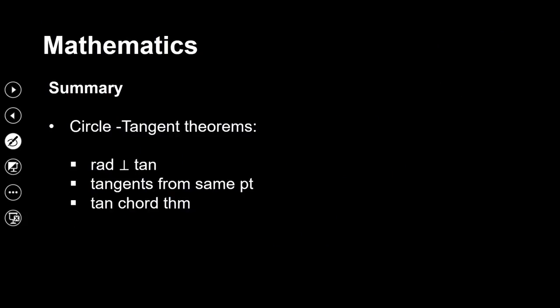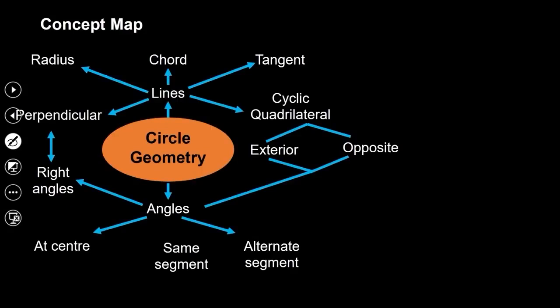Now our summary is we've looked at the radius is perpendicular to a tangent. That's one of the theorems that we know. We've also looked at tangents from the same external point. Then lastly, we looked at the concept of tan chord theorem, which you saw I just applied now.